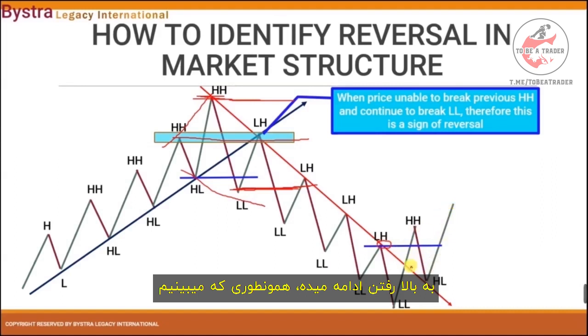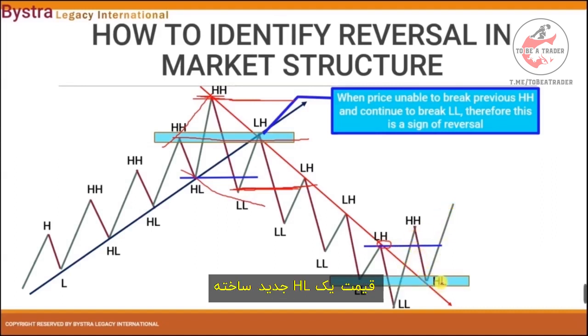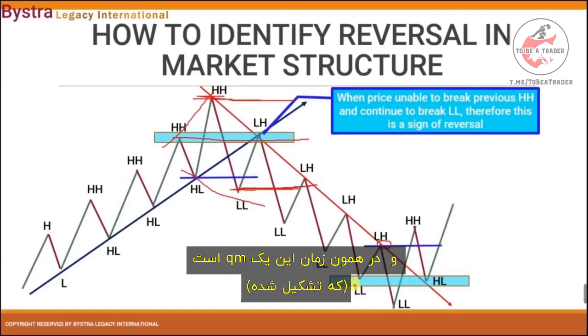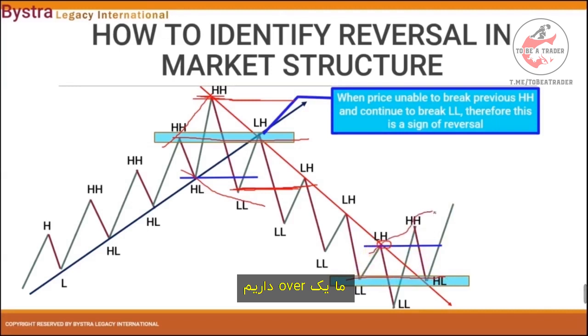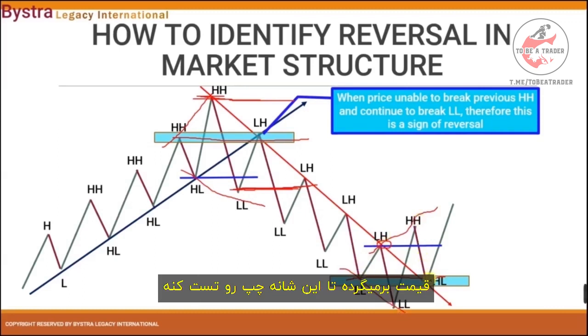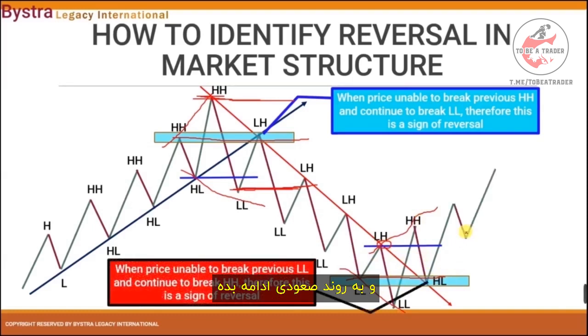As we can see here, price has created a new higher low, and at the same time, this is a QM. Okay, QM, we have the over and under, left shoulders. Price comes back to test this left shoulder and continues on an uptrend. So when the price is unable to break the previous lower low, and continues to break this higher high, therefore this is the sign of reversal.